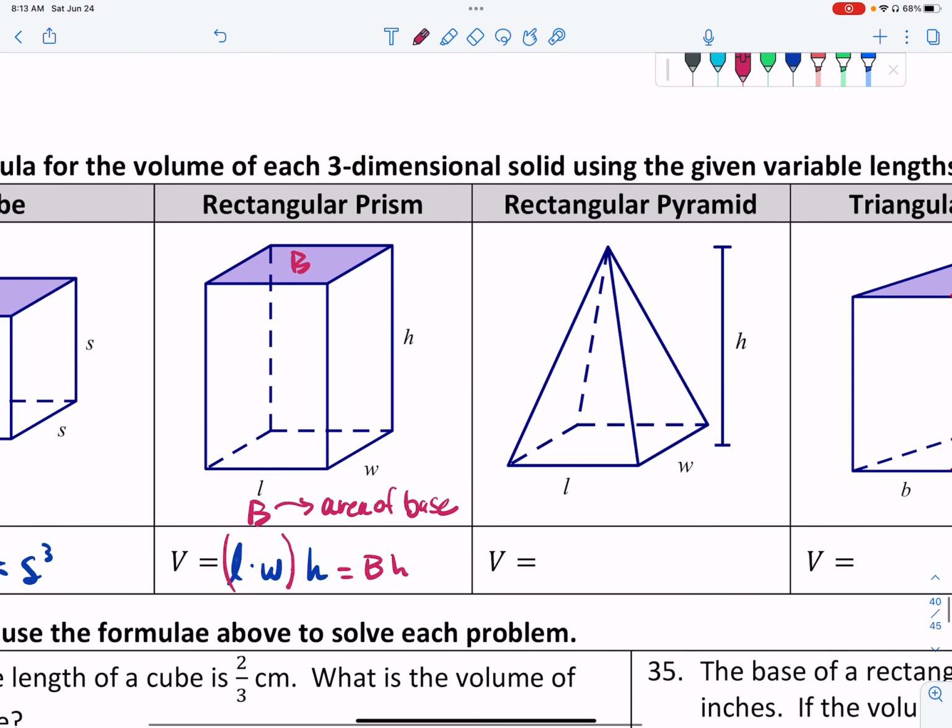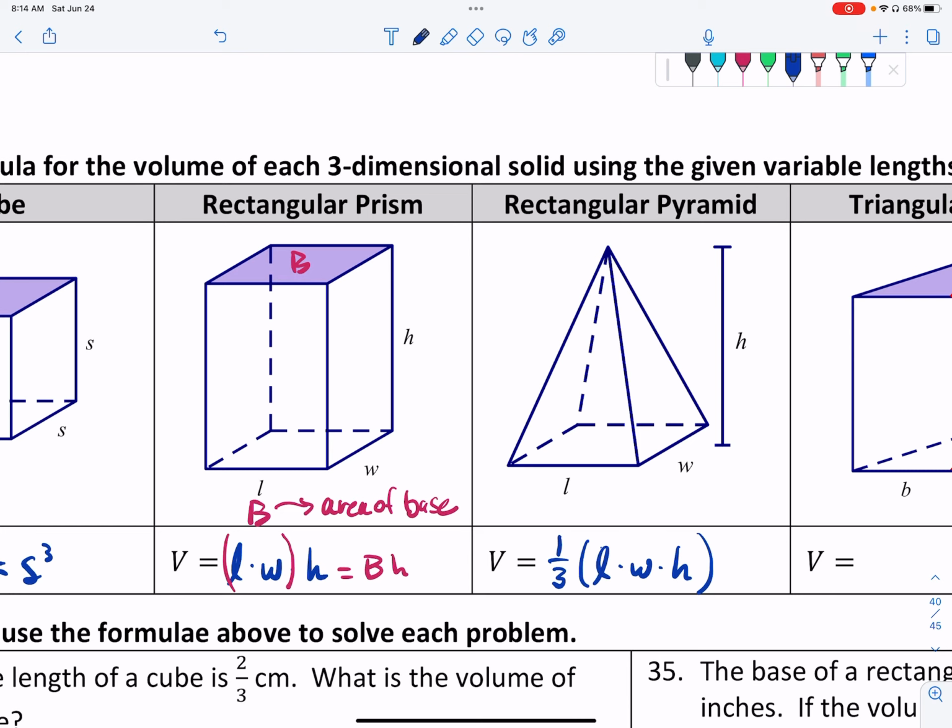Okay, let's move on to a rectangular pyramid. Pyramid, all of its lateral faces here are triangles, whereas these were rectangles, and the base shape down here is a rectangle. Sometimes it is just a complete square, but this one is just a rectangle. So it turns out that this shape here, if it has the same length, the same width, and the same height as this rectangular prism, it is exactly 1/3 the volume of this rectangular prism. So its volume is 1/3 times the length times the width times the height.